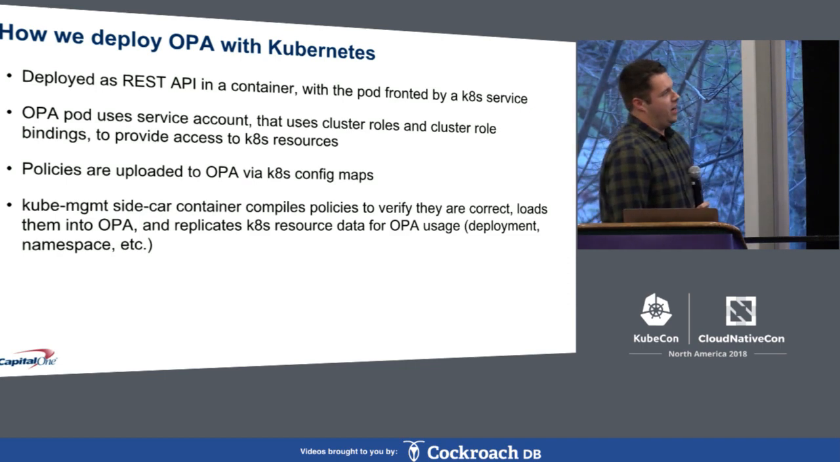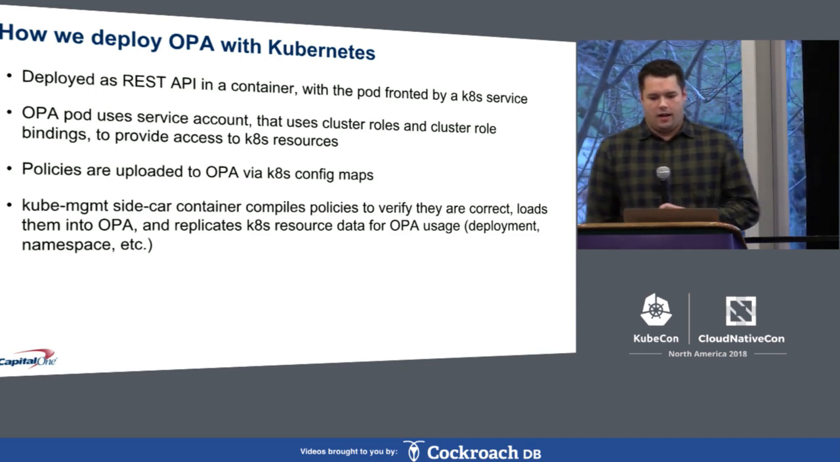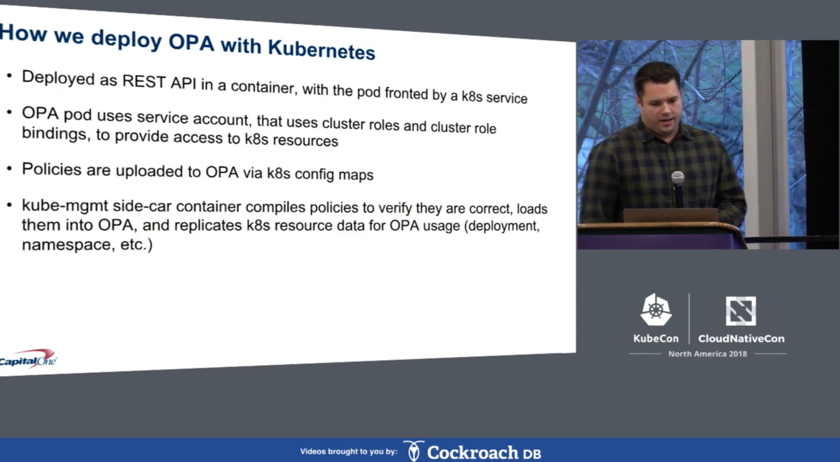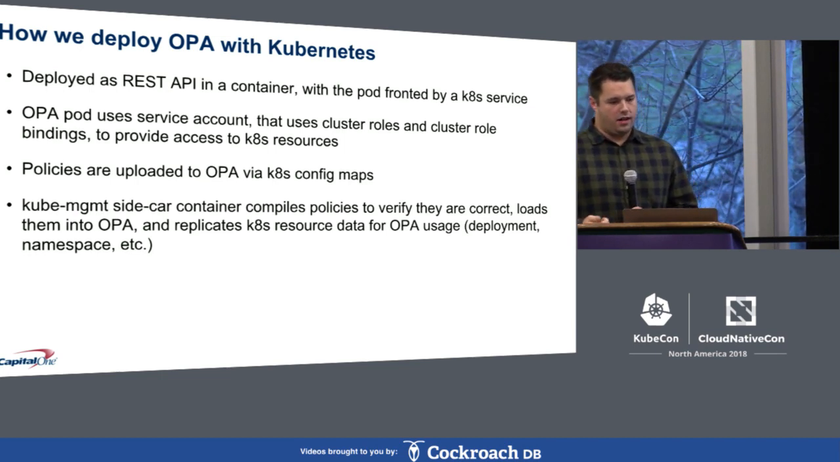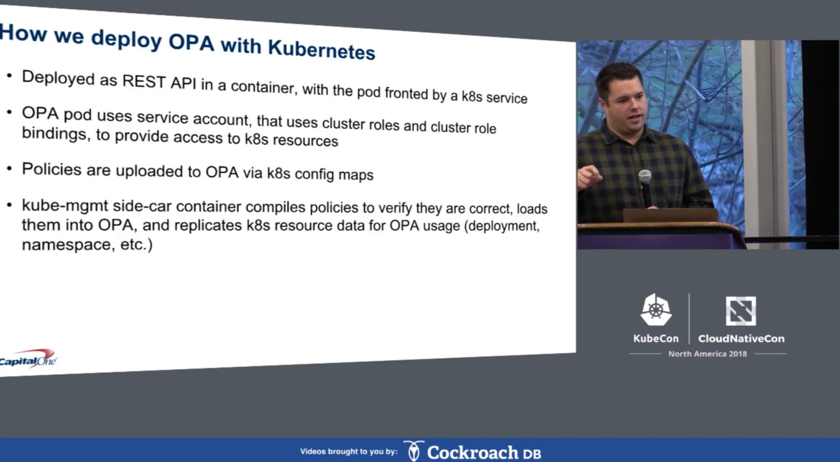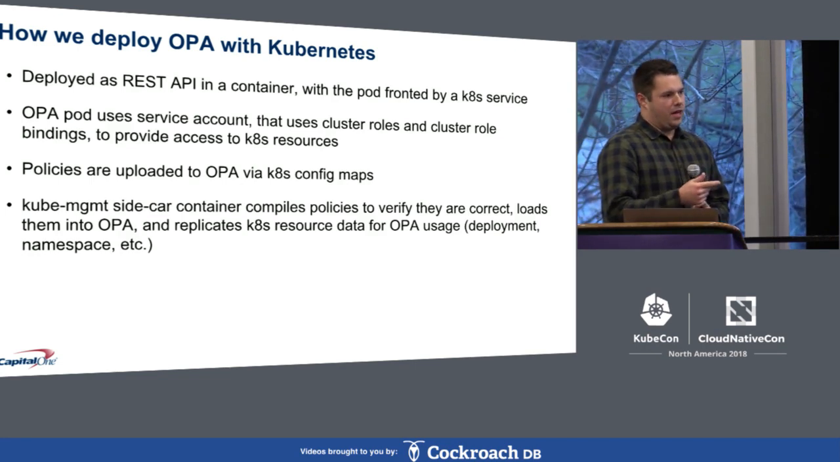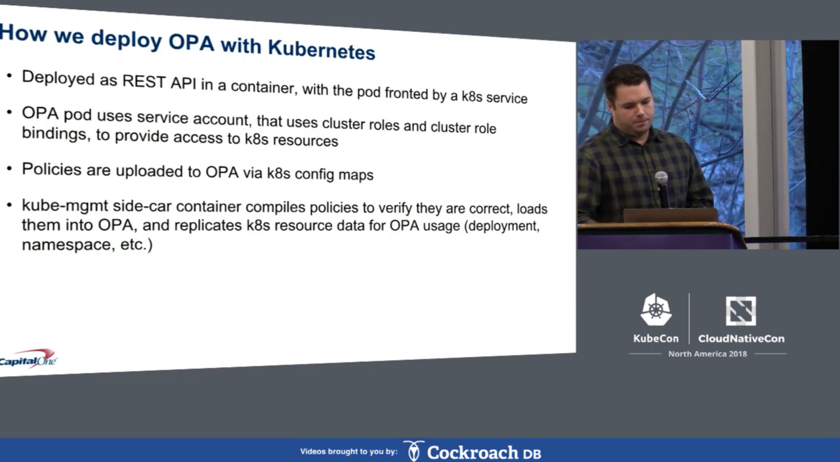So a little bit about how we deploy this. OPA is just deployed as a REST API in a container, and then we put a service in front of that. The pod has a service account, cluster role binding. The policies live in config maps, and then the sidecar container, the kube management sidecar, takes a look at those config maps and then parses them for use by the main OPA pod.